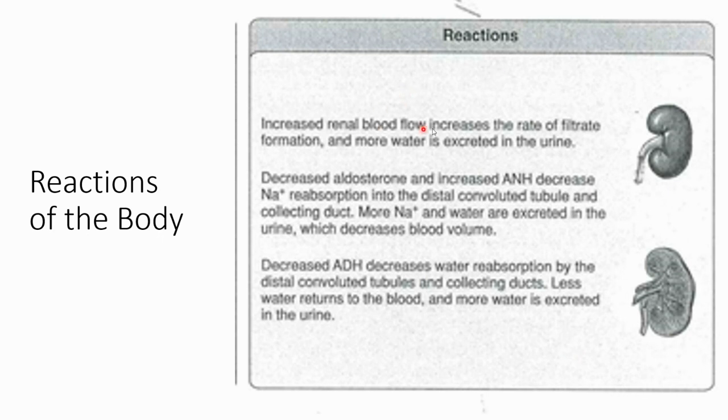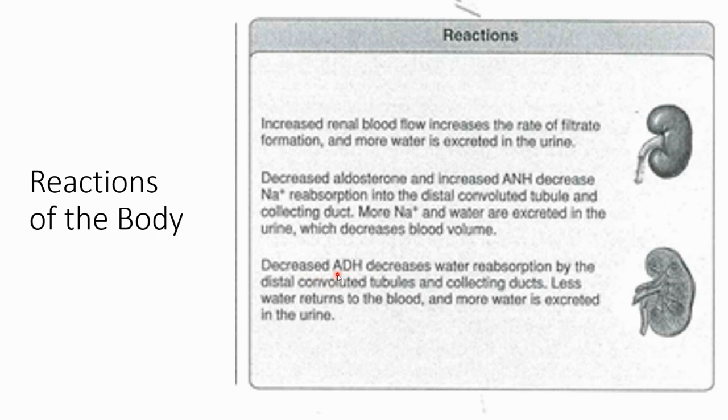Now, increased renal blood flow will increase the rate of filtration, and more water is going to be excreted in the urine. Decreased aldosterone and renin will increase atrial natriuretic hormone, and that's going to decrease that sodium reabsorption. Keep in mind, water follows sodium, so if you decrease sodium reabsorption, you're also decreasing water reabsorption. So you're putting sodium and water out through the urine, which will decrease blood volume.